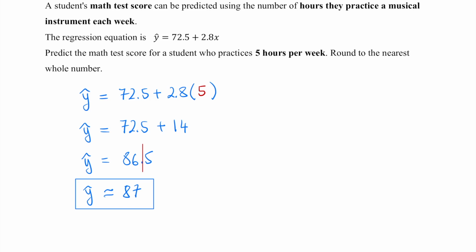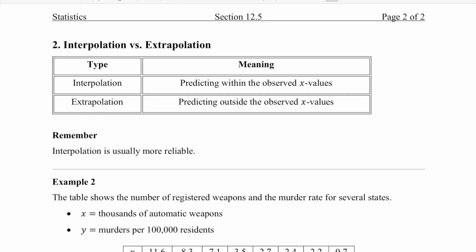So what does that mean? It means that if a student practices 5 hours per week, the predicted math test score is about 87. Now, let's talk about whether we can trust a prediction.